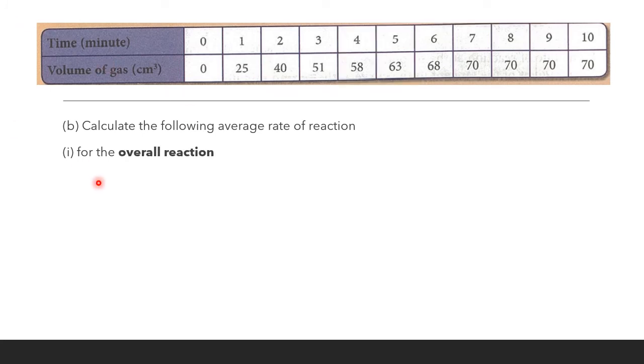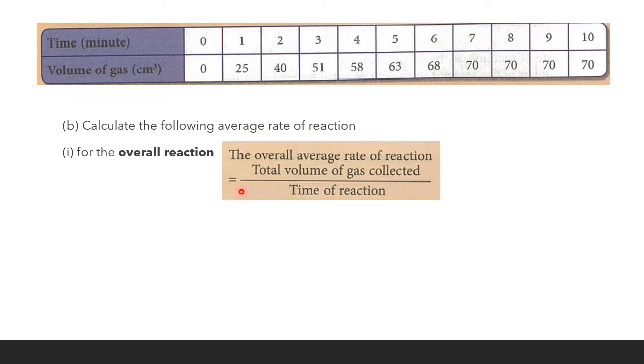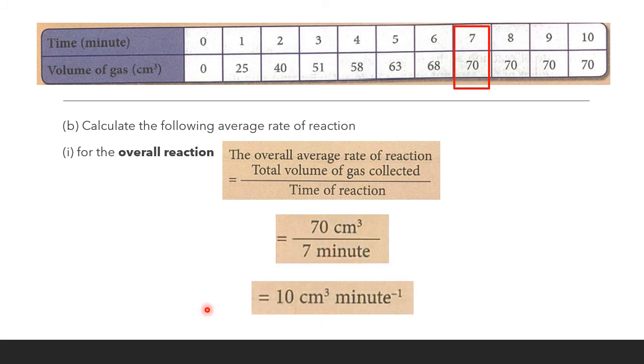Next question. Calculate the overall rate of reaction. So kita tengok dekat sini. At minute 7, the volume of gas is 70 and selepas tu minit-minit seterusnya dia punya volume tidak berubah. Means that the reaction stops at minute 7. Therefore, kita akan ambil total volume of gas collected divided by time of reaction. So 70 centimeter cube divided by 7 minutes is equal to 10 centimeter cube per minute.